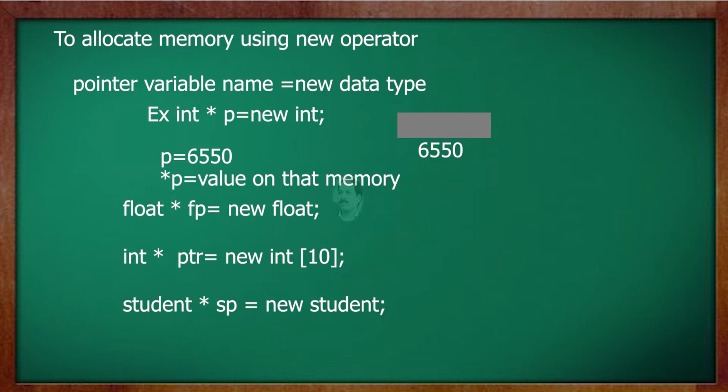So we have a pointer variable p and new followed by int. You can see this diagram. Memory is allocated which has address 6550. That 6550 is copied to p. This is done automatically when using the new operator. Now I can use *p to access the content at that memory location. That is the indirect operator we have already discussed.